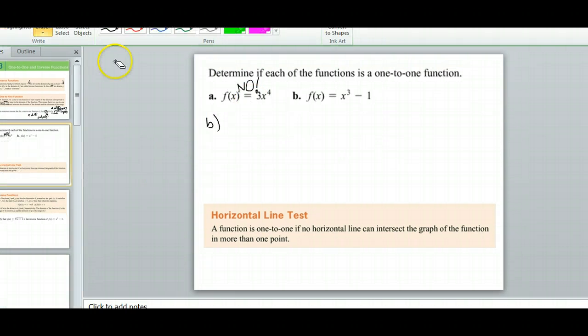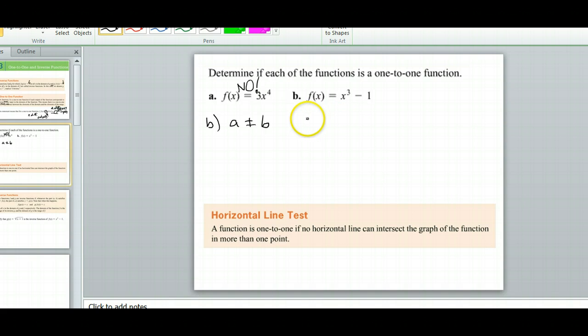And then for part B, we've got x cubed minus 1. So let's start off saying A and B are two things that are not equal. These two inputs are not equal, so they could be like 1 and -1, or 17 and -3, just two things that are not equal to each other.